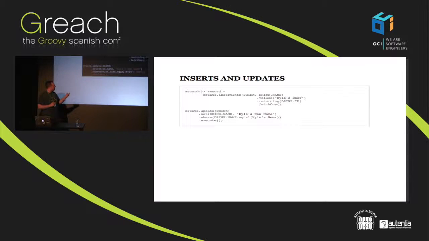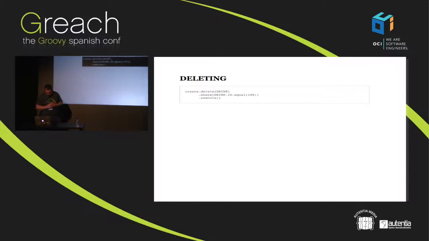Again, you just say the name of the table and the column you're going to set, and then you set your where, and then you just call execute on that. In this case, it's not going to return anything. Deleting is similar: you just give it the table name, the column ID, and the where clause, and then you just call execute. We're not going to get anything back from that query.